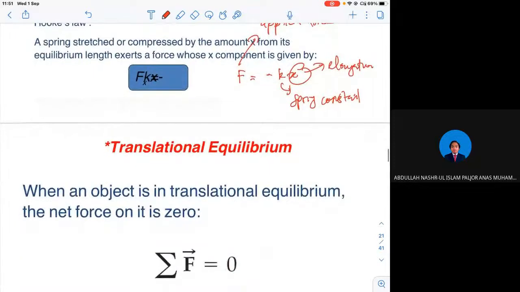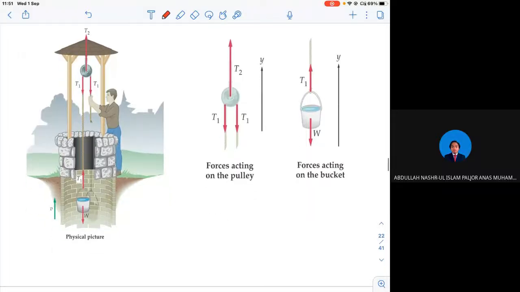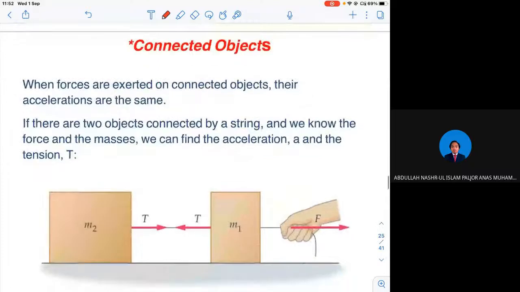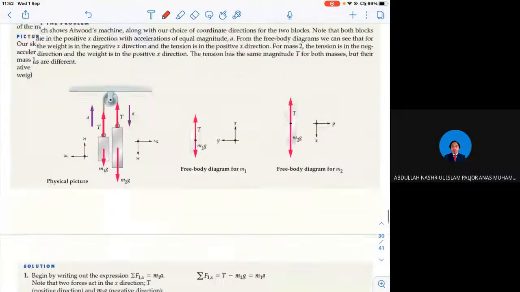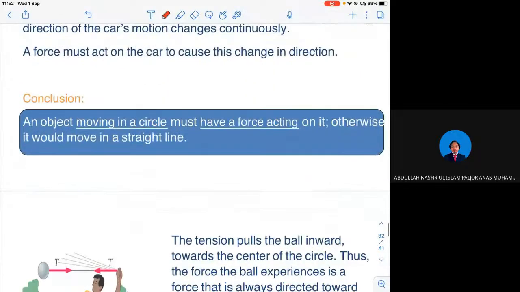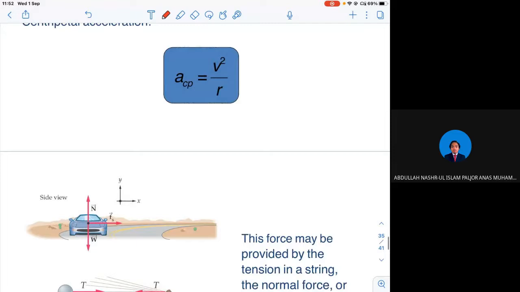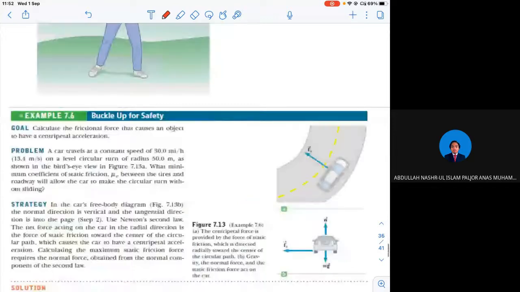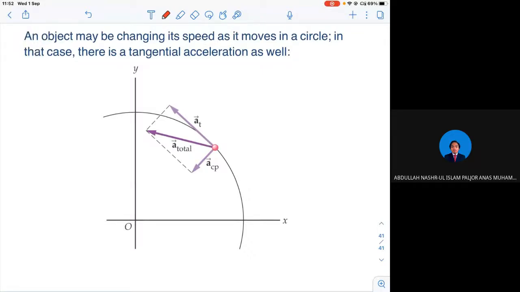So stated here, translational equilibrium is based on the situation: either it has acceleration or it doesn't move. The connected objects, this is what we discussed in the earlier part. And the last part, the circular motion, I will leave on Friday. We will discuss circular motion on Friday. Okay. All right, so any questions so far?